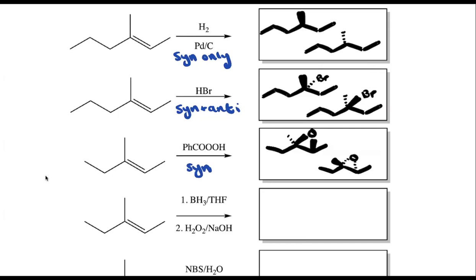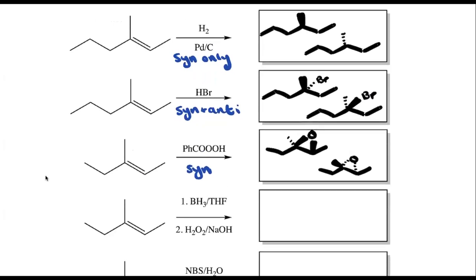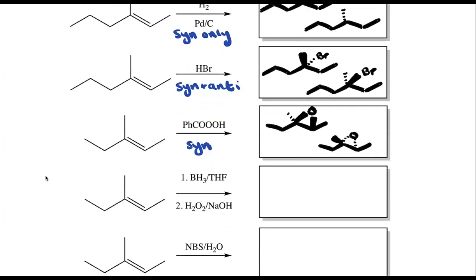Okay. Notice that here I'm working out these problems without drawing the mechanism. You guys should be able, hopefully by now, to work out these problems without having to draw the whole mechanism, especially for BH3·THF, because that is a very ugly mechanism. Oh yeah, so these are the only 2 you get.